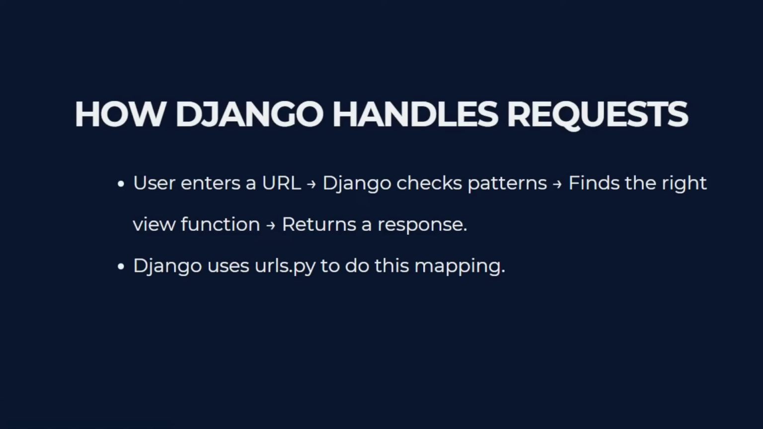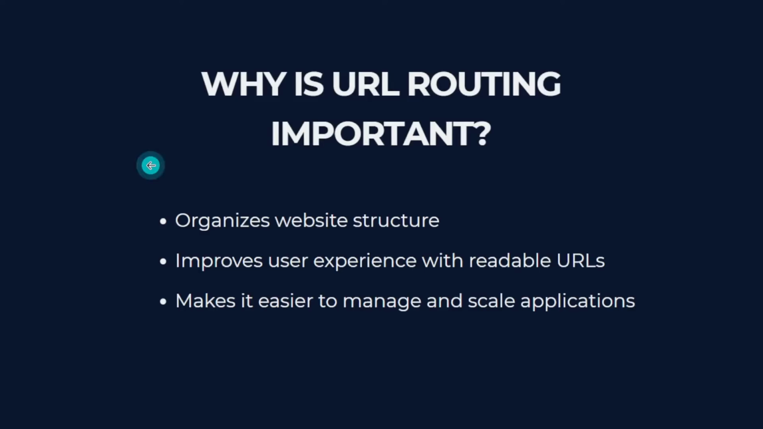Why we use URL routing? First we understand why URL routing is very important. It is used to organize the website structure. It can handle each and every page perfectly, so we can navigate to each page in the proper manner. That's why we use URLs.